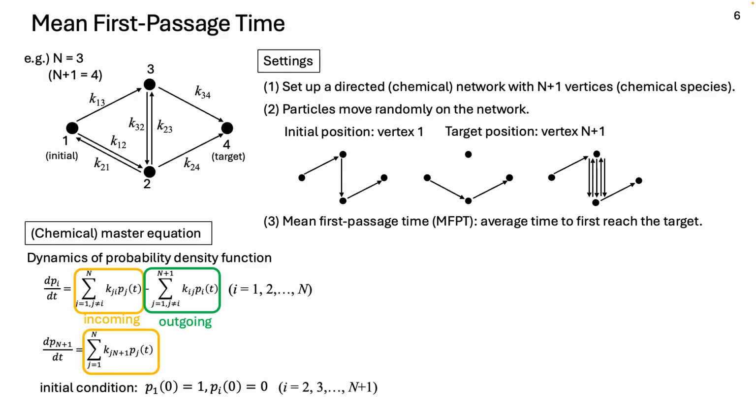The initial condition is that only P1 is 1, and the other vertices are 0. Please note that here Pi is a probability. So we have only a single molecule here, which begins at position 1, and then the probability that we are at a certain position i is Pi.